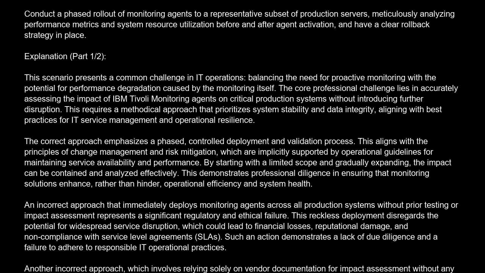An incorrect approach that immediately deploys monitoring agents across all production systems without prior testing or impact assessment represents a significant regulatory and ethical failure. This reckless deployment disregards the potential for widespread service disruption, which could lead to financial losses, reputational damage, and non-compliance with service-level agreements, SLAs. Such an action demonstrates a lack of due diligence and a failure to adhere to responsible IT operational practices.